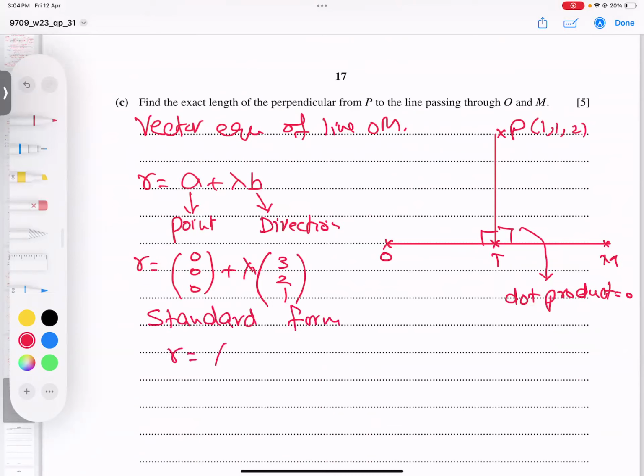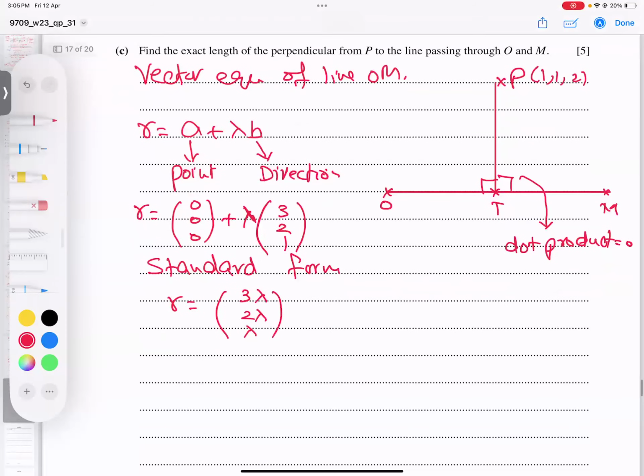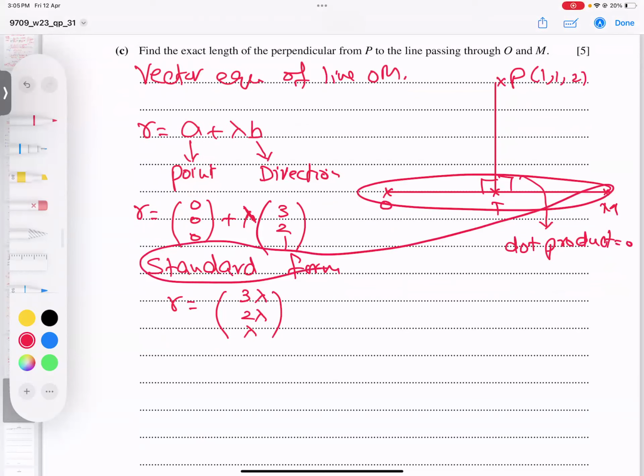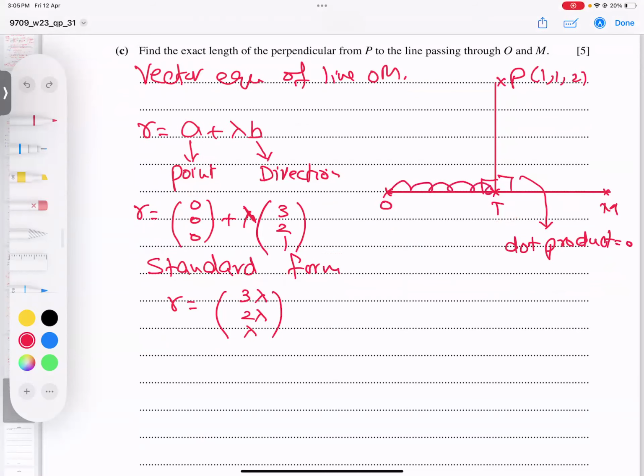R is equal to 3 lambda plus 0. I got 3 lambda. 2 lambda plus 0. I got 2 lambda. This is lambda. Make sure, please, only lambda. You know, basically what's our plan, students? When I convert any line into vector standard form, it represents a million trillion points that lie on that line. It means this represents T also. So I can say that this is OT.